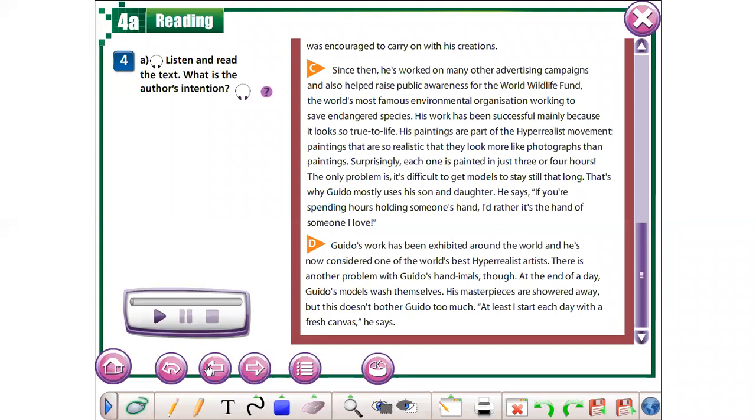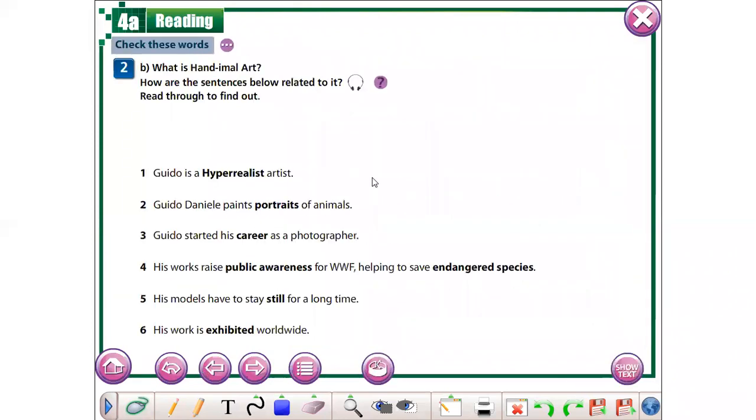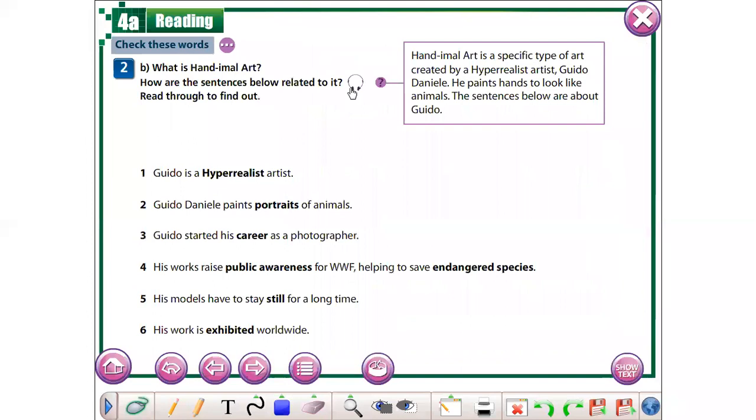Okay, guys, so let's come back and check section 2. How are these sentences related to the reading that you have just read? Let's see. Listen and read.